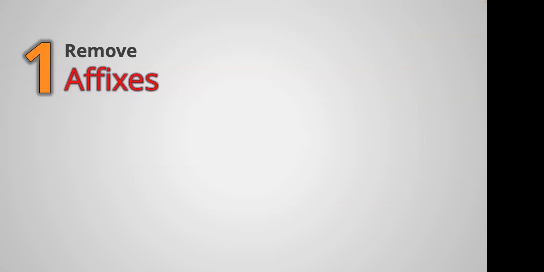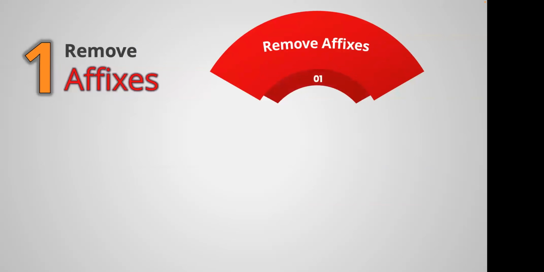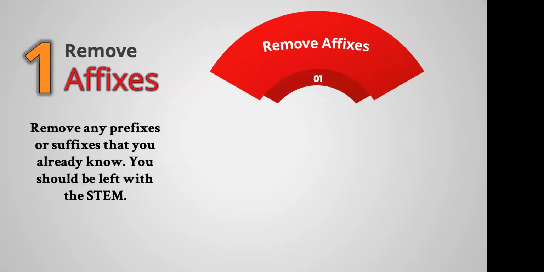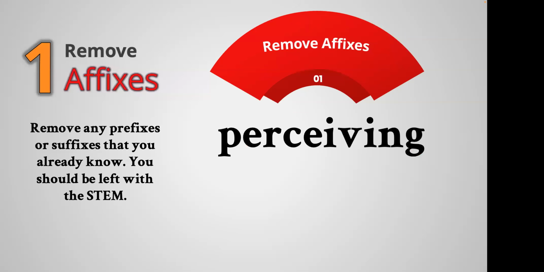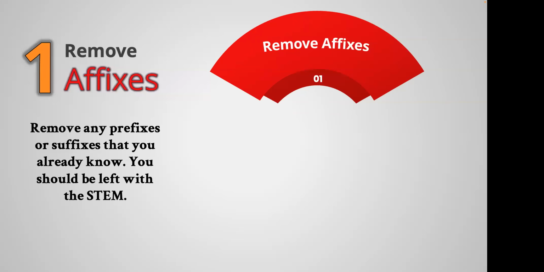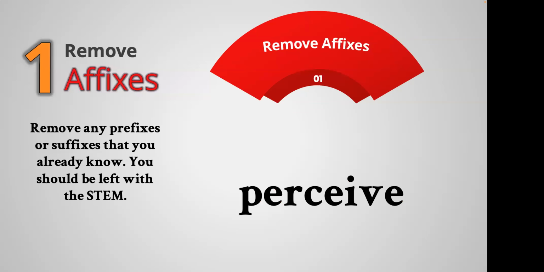So step number 1, remove affixes. And by that, I'm not saying you're going to remove them all. We're going to start with any affix that you might know, the ones that you're really comfortable with to get us to a stem that can stand alone. So let's think about this particular word, perceiving. If I wanted to plug this into Etymonline, I could plug it in just the way it is, but there's going to be a couple extra clicks involved. Or I can remove that ing and be left with perceive.